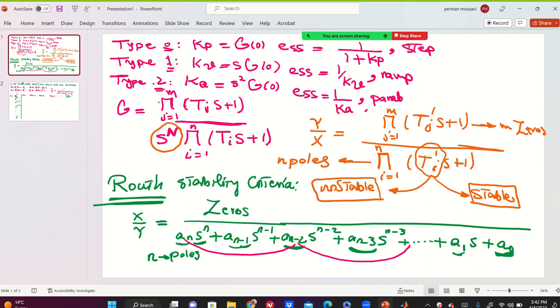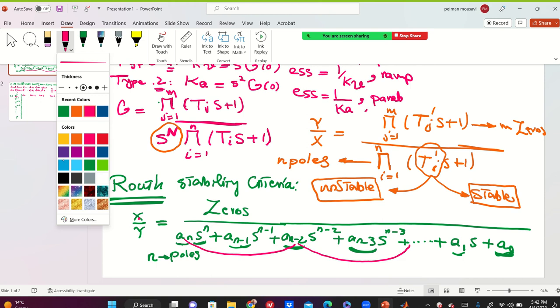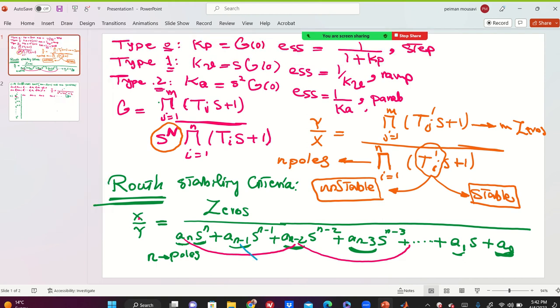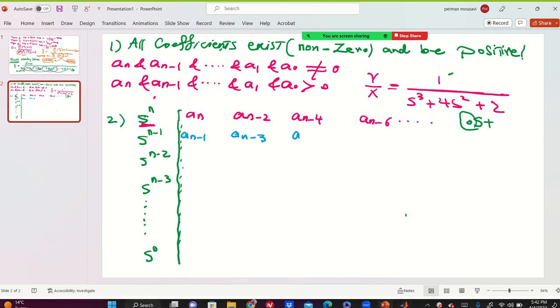Now you have to select another set of the coefficients. How? I'm going to show you with this color. a_(n-1), a_(n-3), a_(n-5), forever. So you're going to have a_(n-1), a_(n-3). See? The even numbers 0, 2, 4, 6. Odd numbers 1, 3, a_(n-5), a_(n-7), and forever that you have.